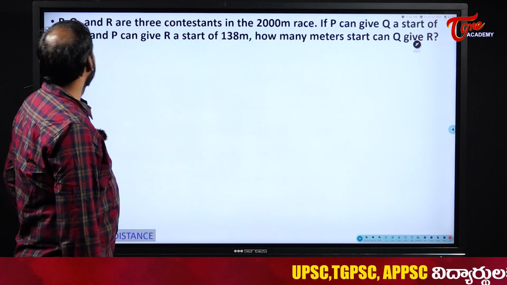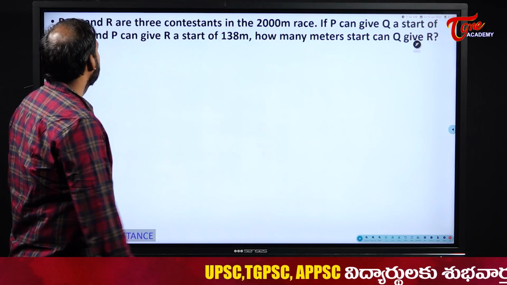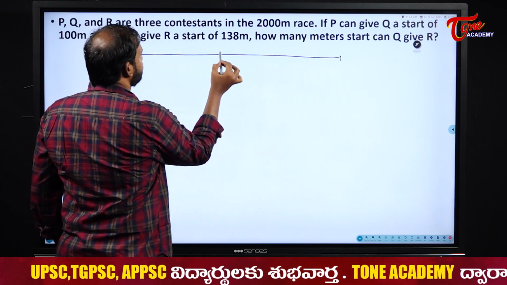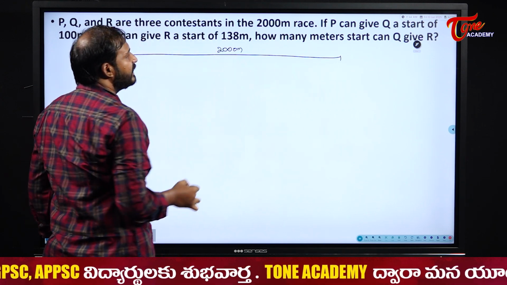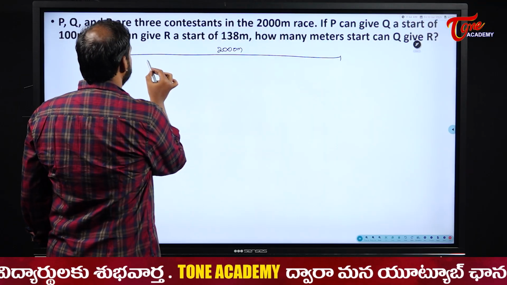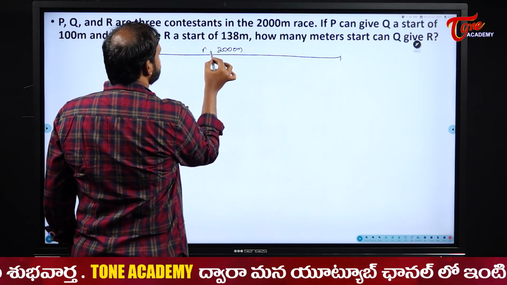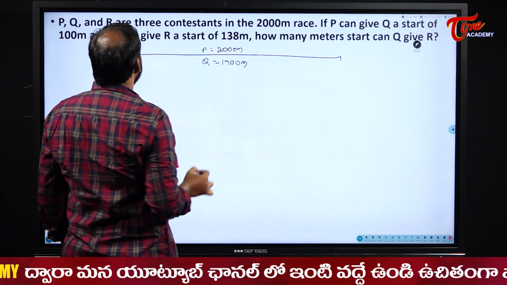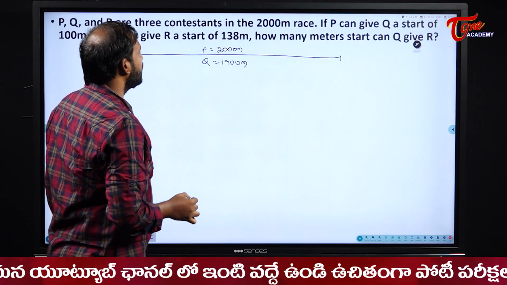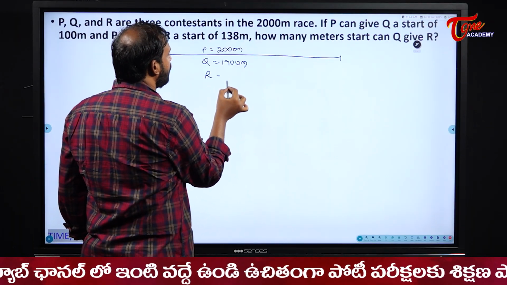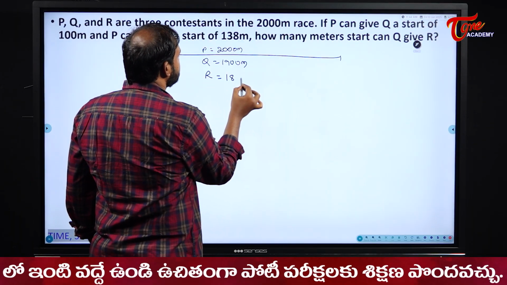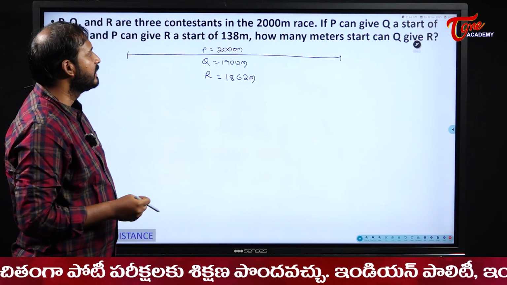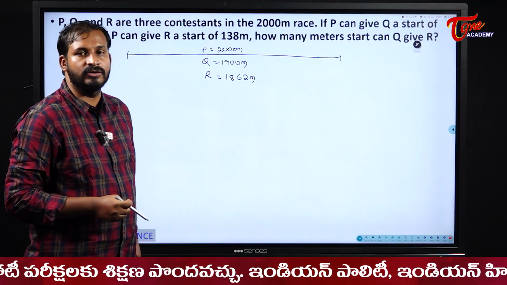Next one. P, Q and R are three contestants in a 2000 meter race. Now the race is for 2000 meters. If P can give Q a start of 100 meters, that means P will run for 2000 meters, Q will run for 1900 meters, and R a start of 138 meters. That means R will run for what distance? 1862 meters, right? Why? Because he is giving him a start of 138 meters. How many meters start can Q give to R?